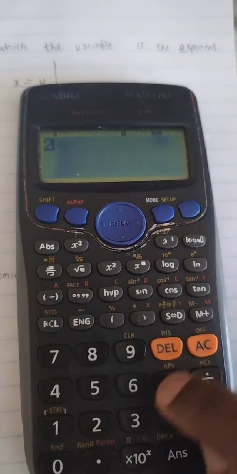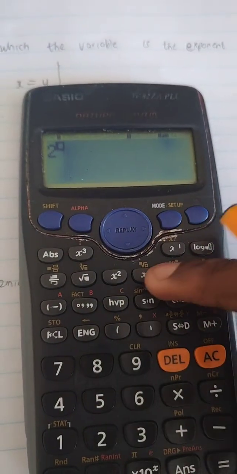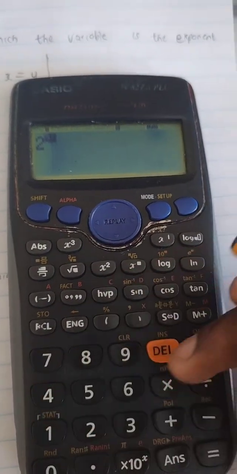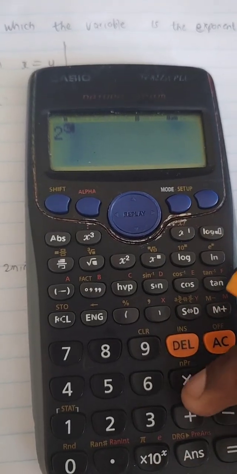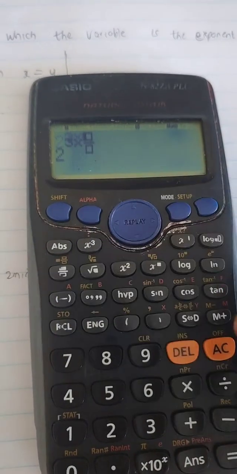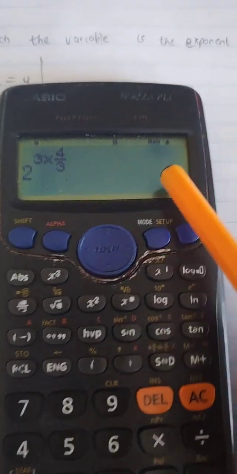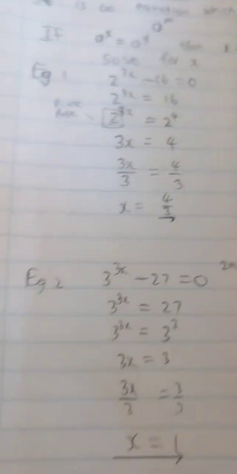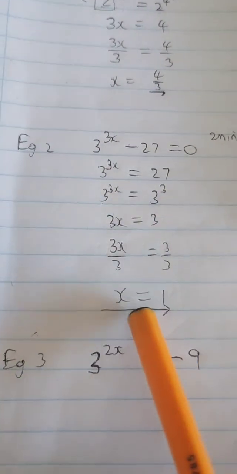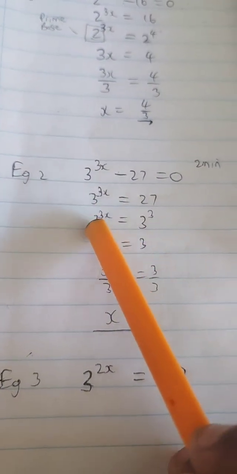2 to the power, let's just say you have that 4, 2 to the power 3. Then you would multiply that with a 4 over 3. You see, when we substitute that x value there, we get the 16 back. Come back here. When you take the 1, you substitute it there. 3 times 1 is 3. 3 to the power 3 does give you 27.